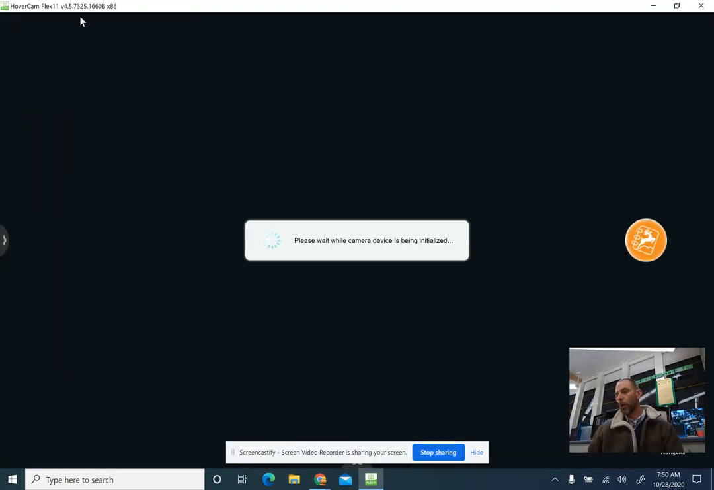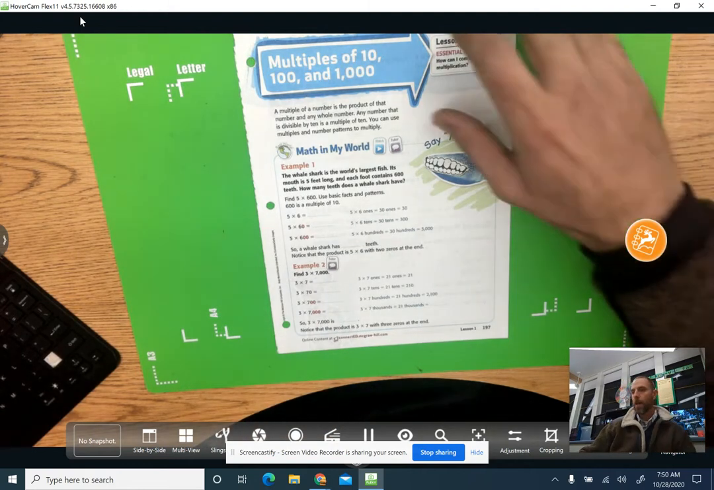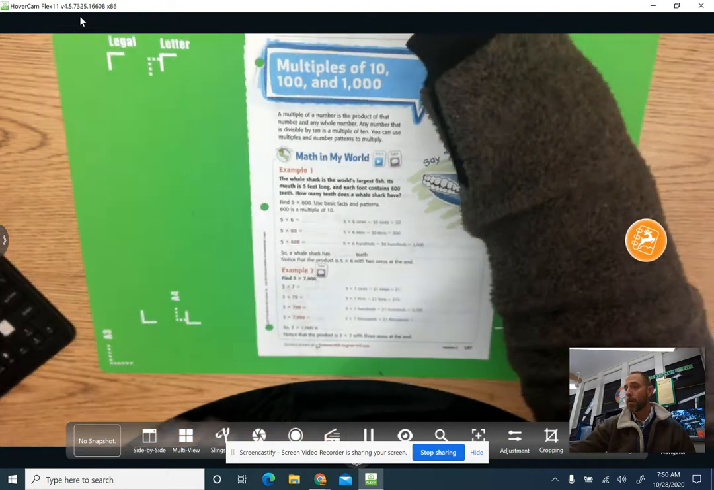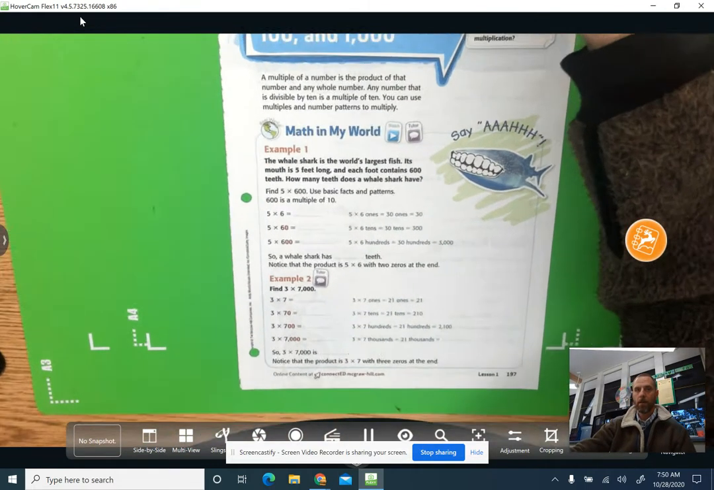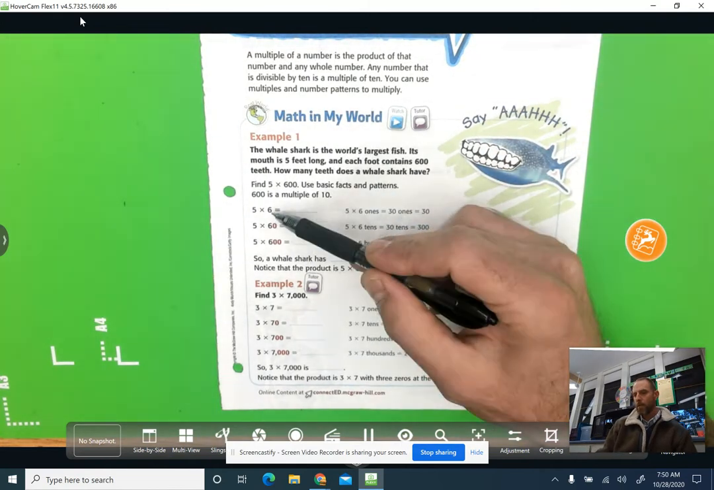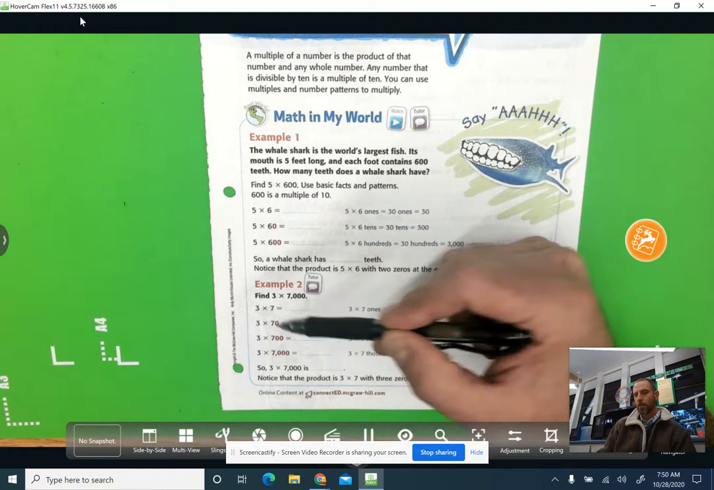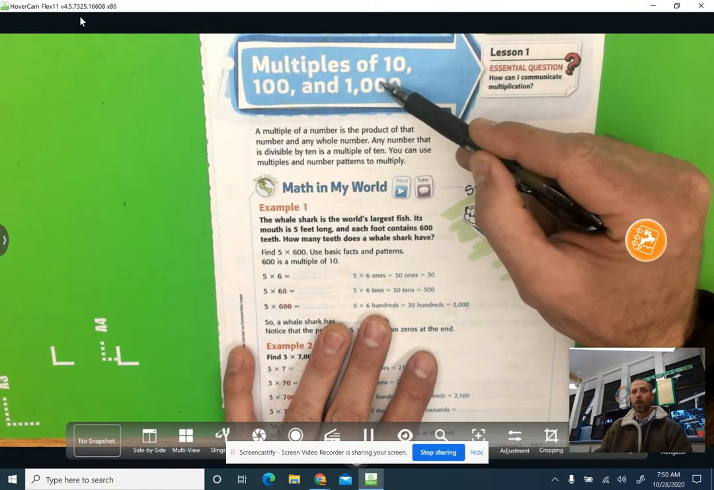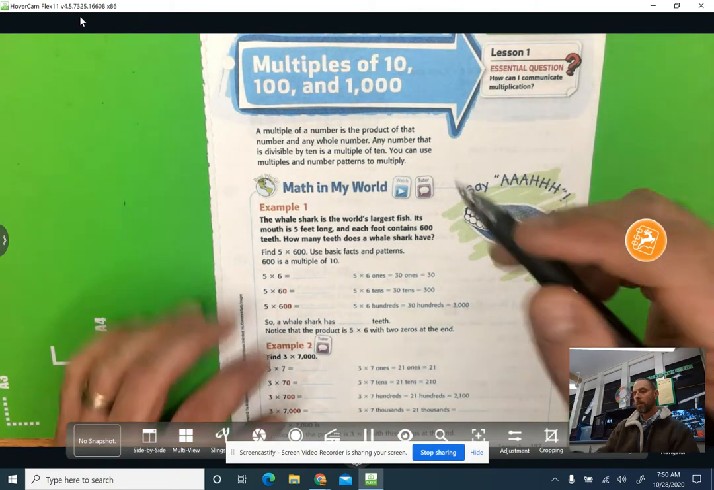And we're going into chapter 4, lesson 1, and we are gonna start the process of breaking away from multiplication as basic facts. Okay, our 5 times 6s and our 3 times 7s, and our numbers are going to get a little bit bigger. Okay, so we're talking about multiples of 10, 100, and 1,000.